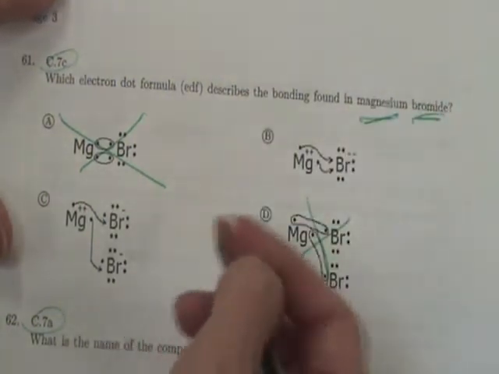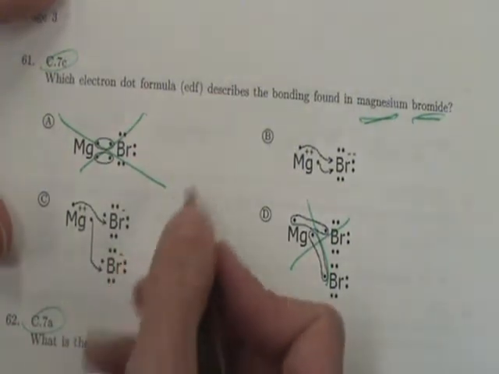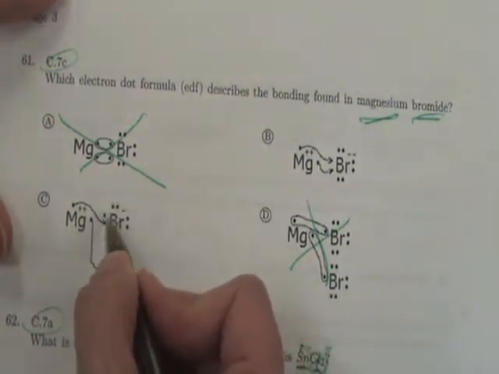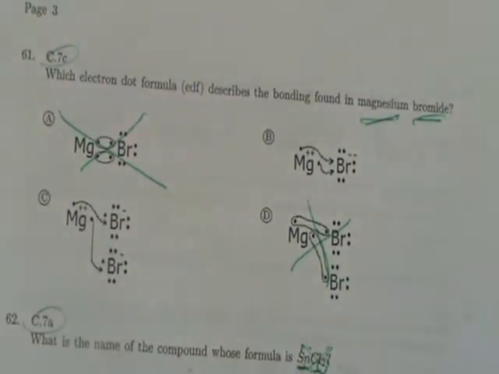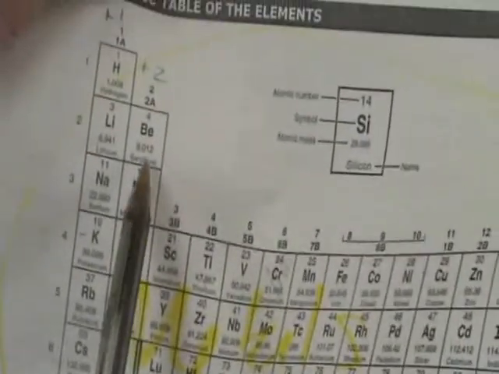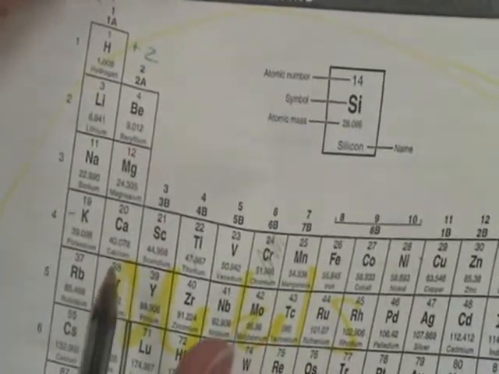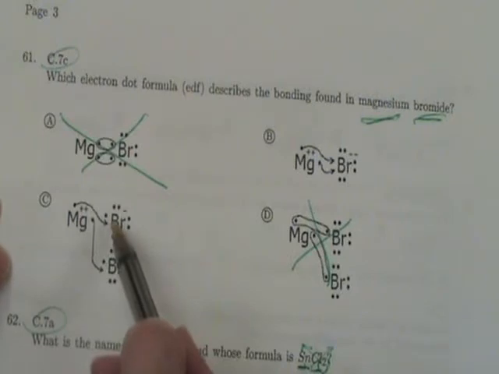Now, the key is this. If we look here, magnesium has 2 electrons to give away. Bromine has 1, 2, 3, 4, 5, 6, 7. So if we look on our periodic table, bromine, which is in group 17, only has 7 valence electrons. Magnesium, which is in group 2, has 2 valence electrons. Magnesium has 2 here, bromine has 7.